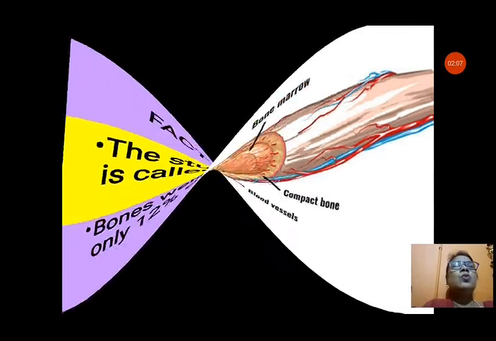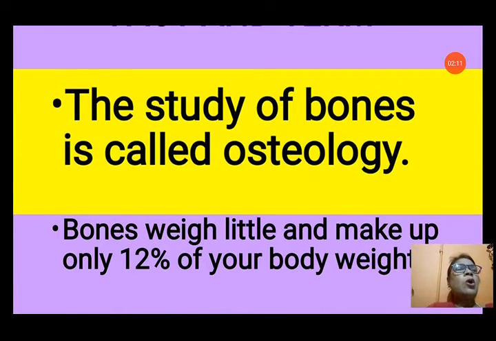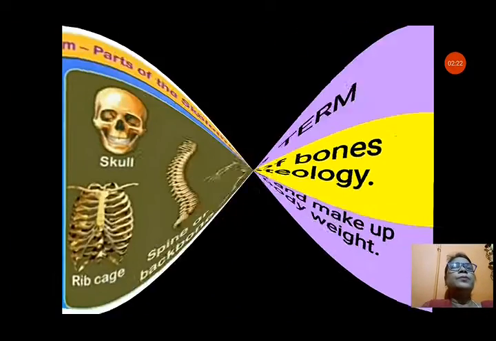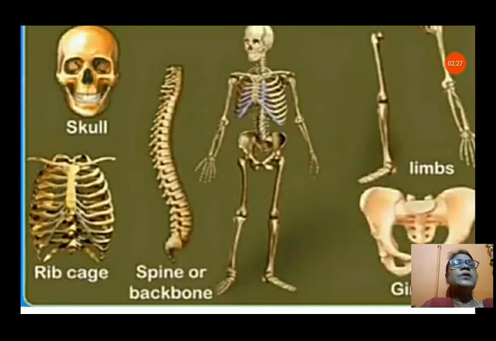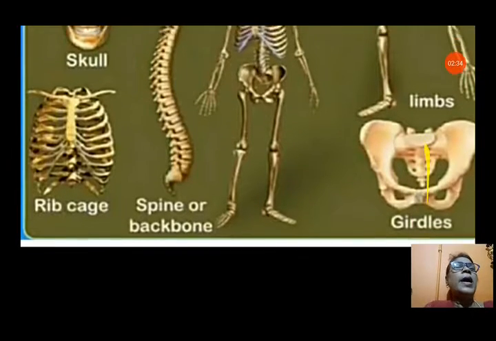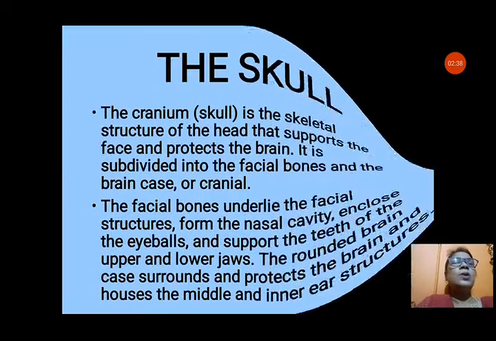Now let us see more. Facts and terms. The study of bones is called osteology. Bones weigh little and make up only 12% of your body weight. That means of the whole weight you have, only 12% is bone. Now parts of the skeletal system. You can see there are different parts in our skeletal system. These are the skull, rib cage, spine or backbone, limbs, forelimbs and hind limbs, and girdles, pelvic and pectoral girdles. Now let us see about them.